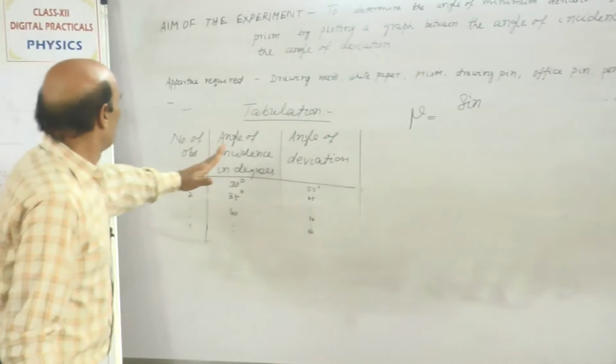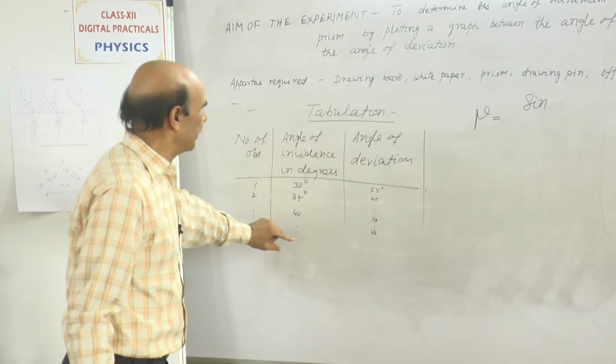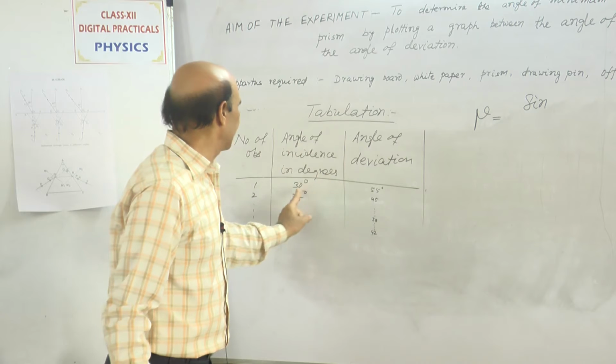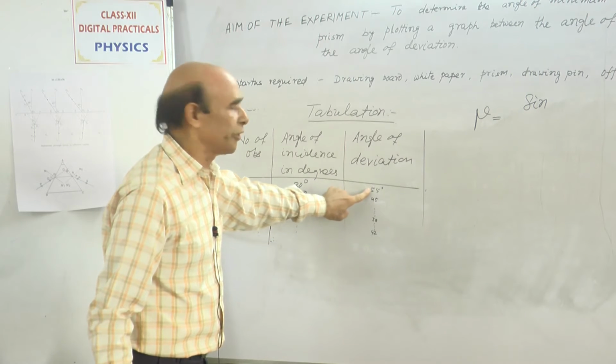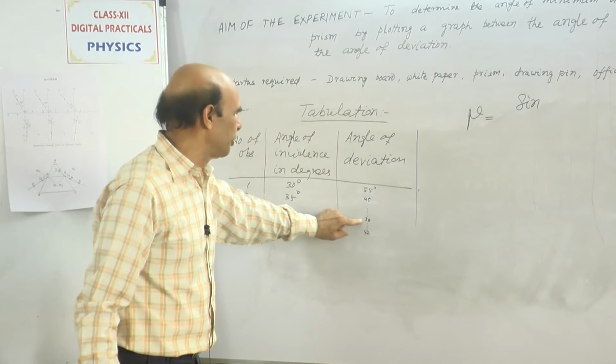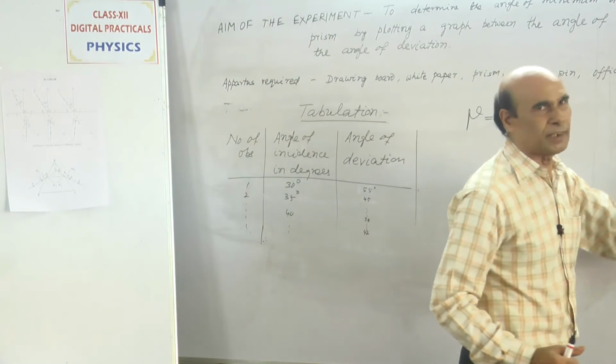Now, for different angles of incidence, if you take 30 degree to say 50 degree, then the angle of deviation will come, say initially at 30 degree this comes to be 55 degree, then it will decrease, and at a particular point it will reach the minimum value, then again it will increase. So the nature of the graph will be like this.